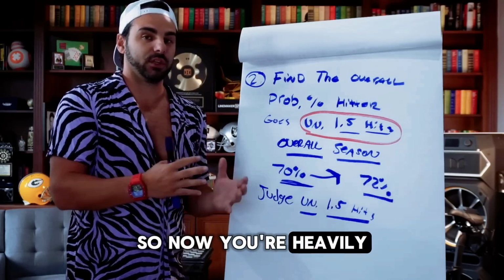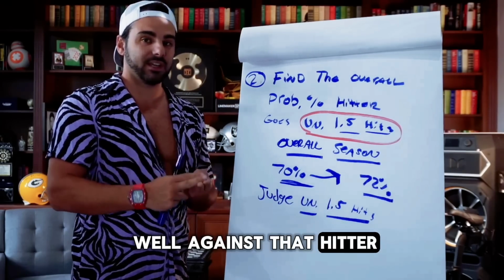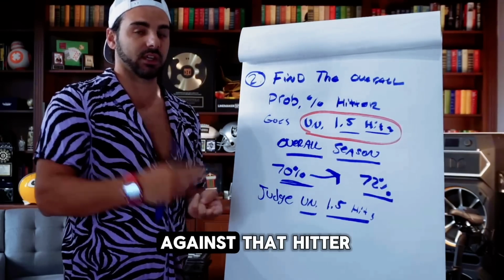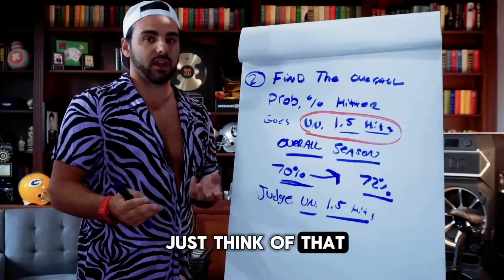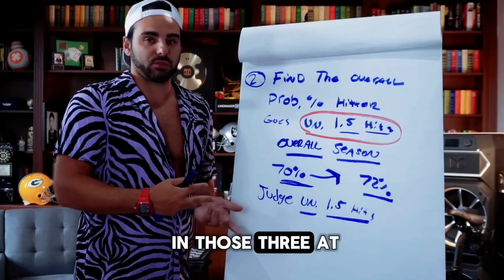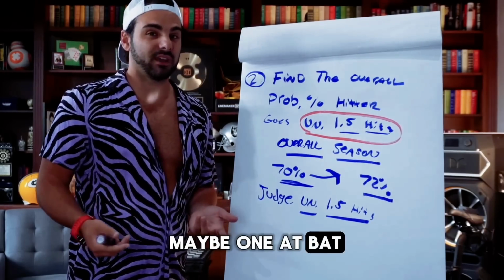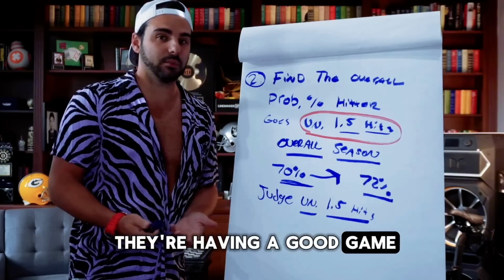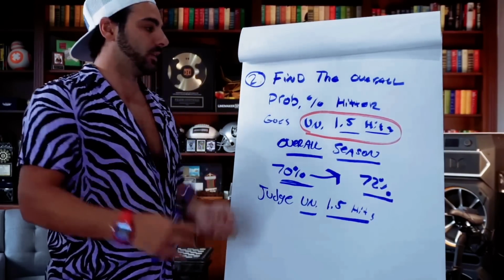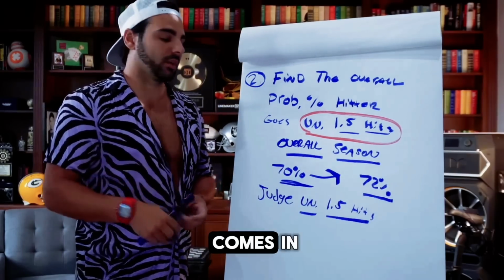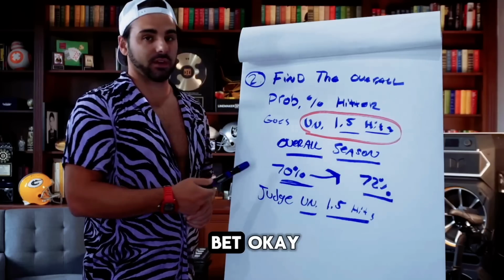So now you're heavily favored to be able to win that bet when the pitcher pitches well against that hitter and they get at least 3 at-bats against that pitcher. Because just think of that. 3 at-bats, they don't do anything in those 3 at-bats because they don't hit well against that pitcher. Now maybe the bullpen comes in for maybe 1 at-bat, maybe 2 if they're having a good game, but you would need them to go like 2 for 2 against the bullpen, which again, probability is very slim that would happen when the bullpen comes in. So we have a high probability that you can smash this bet, okay?